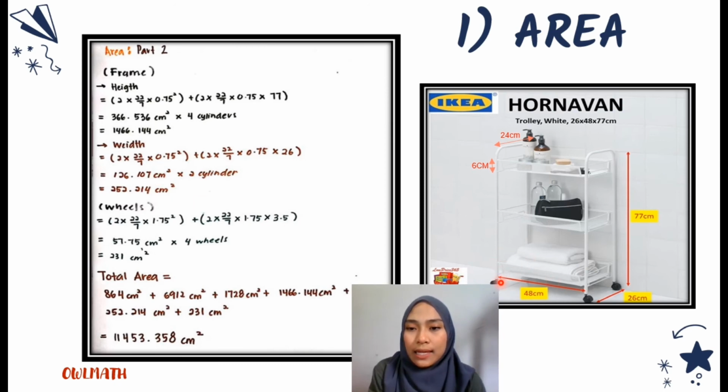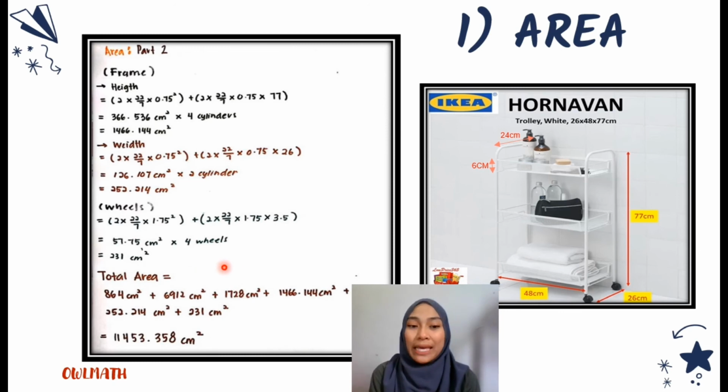Done with the cylinders, we can move on to the wheels. The trolley has 4 wheels on it. The formula is still the same because the shape of the wheel is a cylinder. So we use 2 times pi times 1.75, because the radius of the wheel is 1.75, plus 2 times pi times 1.75 times 3.5. We get 57.75, times 4 wheels, and the answer is 231.